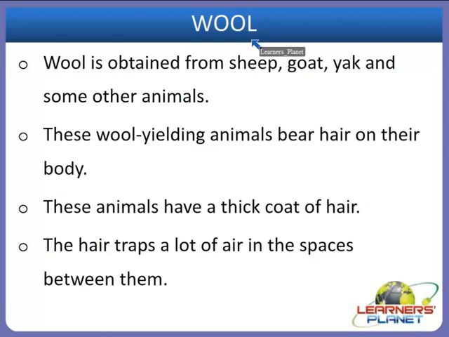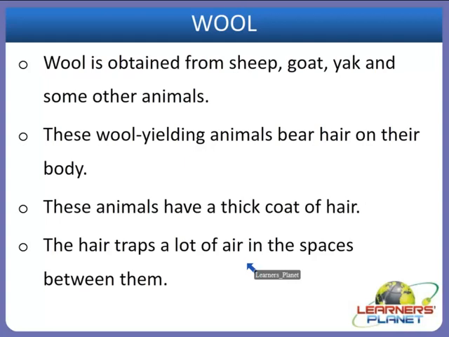So the first animal fiber which we are going to discuss is wool. Yes, students, wool is obtained from sheep, goat, yak, and some other animals too. These wool yielding animals bear hair on their body. These animals have a thick coat of hair. And one major property of the hair of such animals is that the hair traps a lot of air in the spaces between them. Since the air is there in the spaces between them, it does not allow the heat of the body to escape. And that is why the body of such animals is warm.